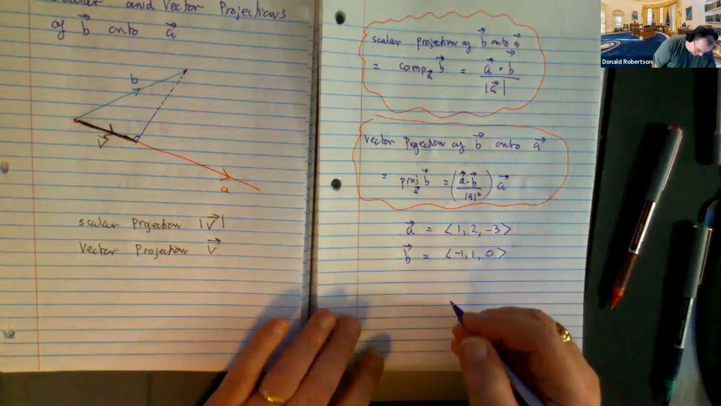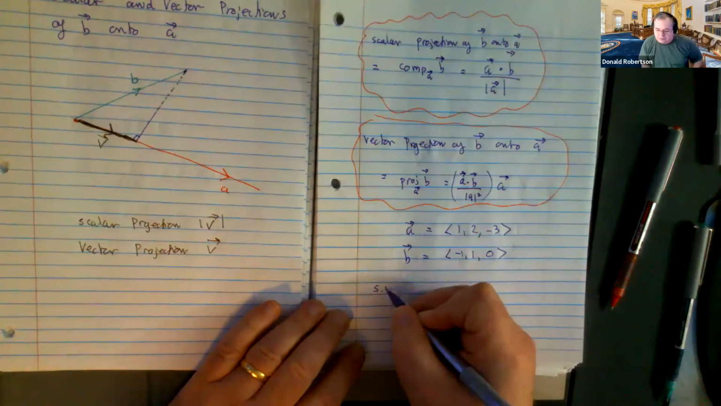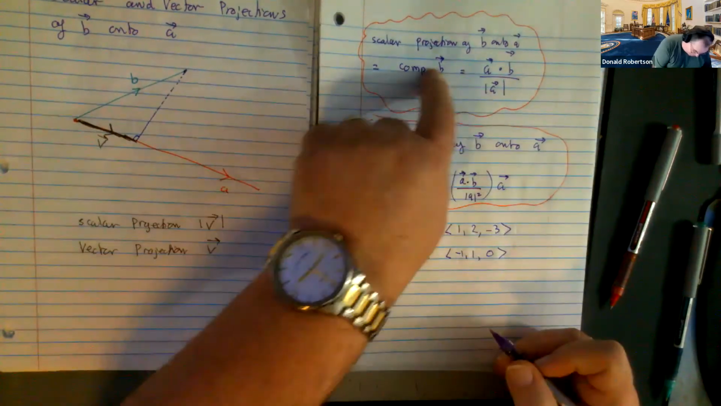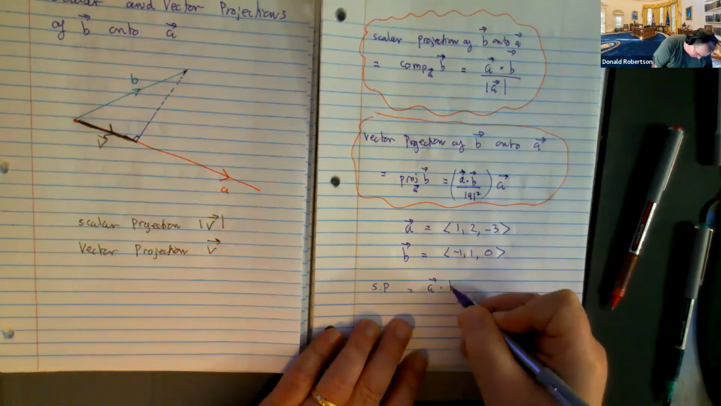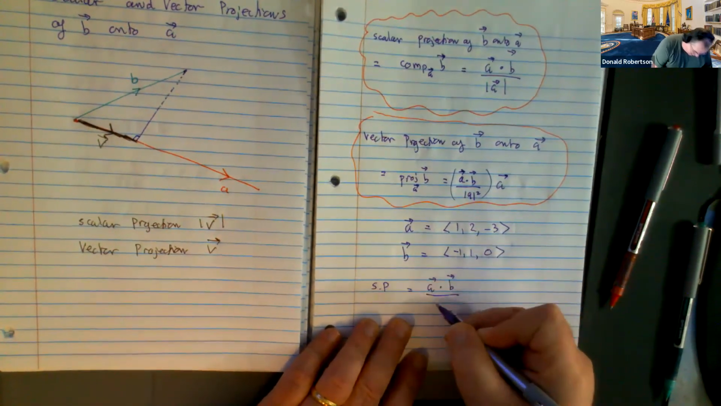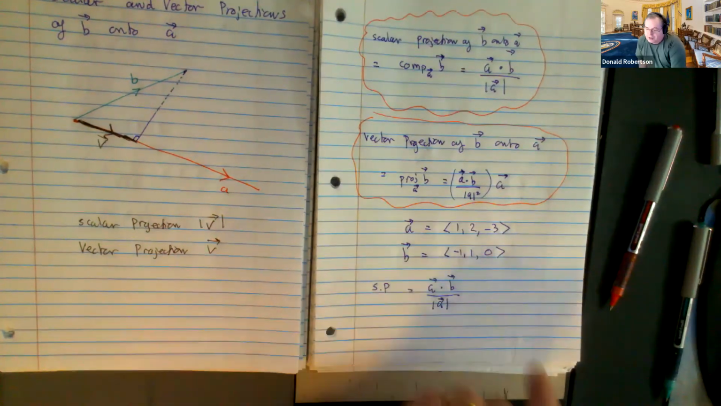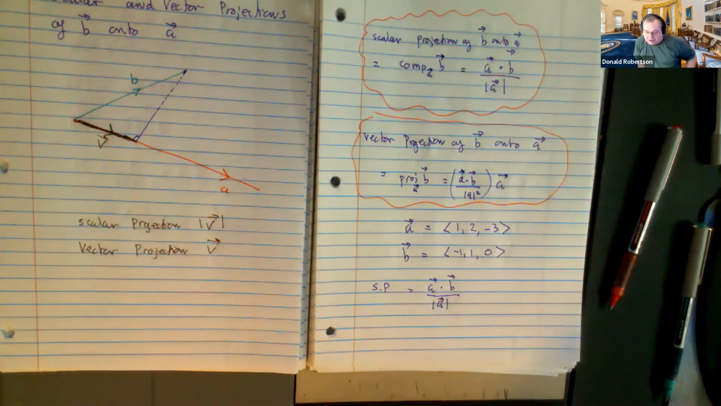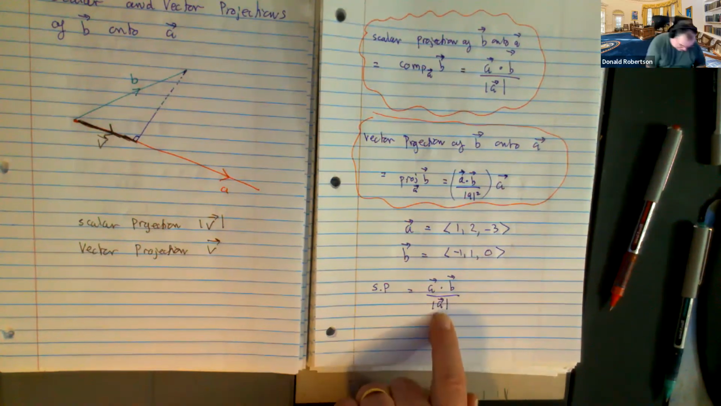So I want to do the scalar projection. Can I just call it SP, because that's really weird to write. Scalar projection. It's going to be the dot product A dot B divided by the magnitude of A. The way this thing is calculated, would you agree this is going to be a number when we're finished? Isn't A dot B a number? And isn't the magnitude of A a number? So two numbers divided, it's a number.